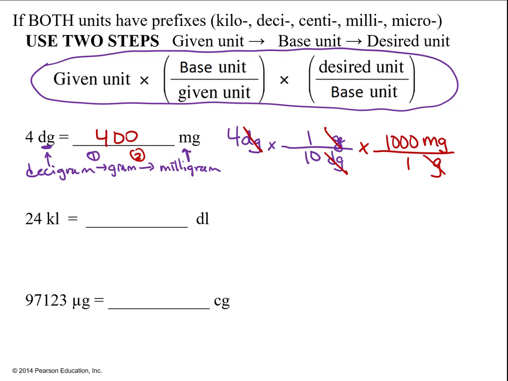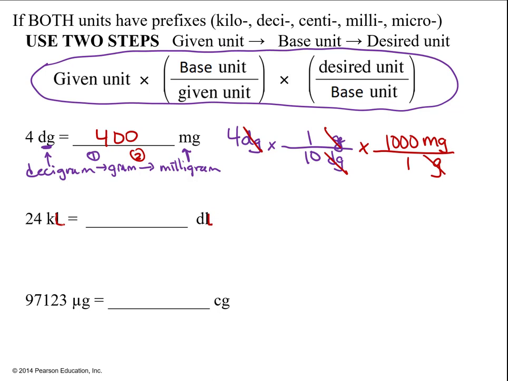So let's set up the next one. 24 kiloliters is how many deciliters? And they should be capital L's. Thought I fixed all those. Okay, 24, when you see kilo, that's a prefixed unit. And then you look and you see deci, that's a prefixed unit. So if I have prefixed units on both sides, then I know I've got to do it in 2 steps.